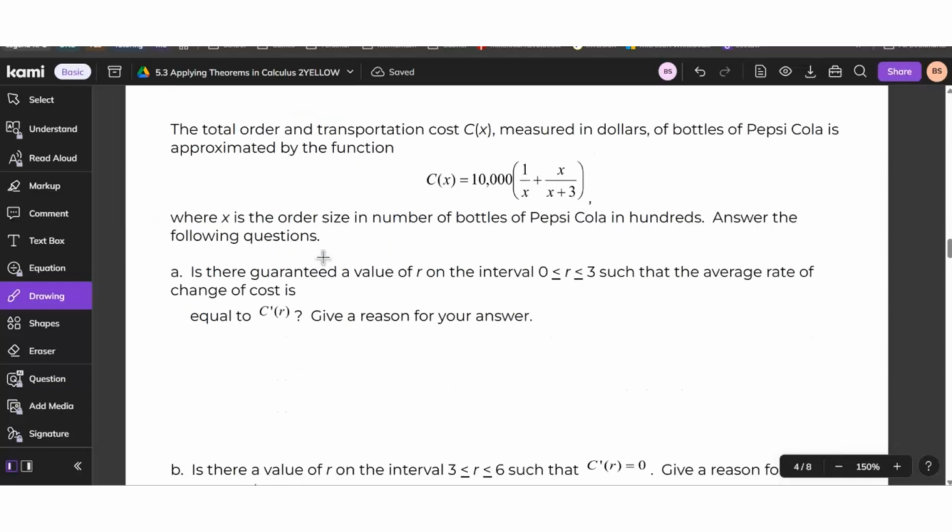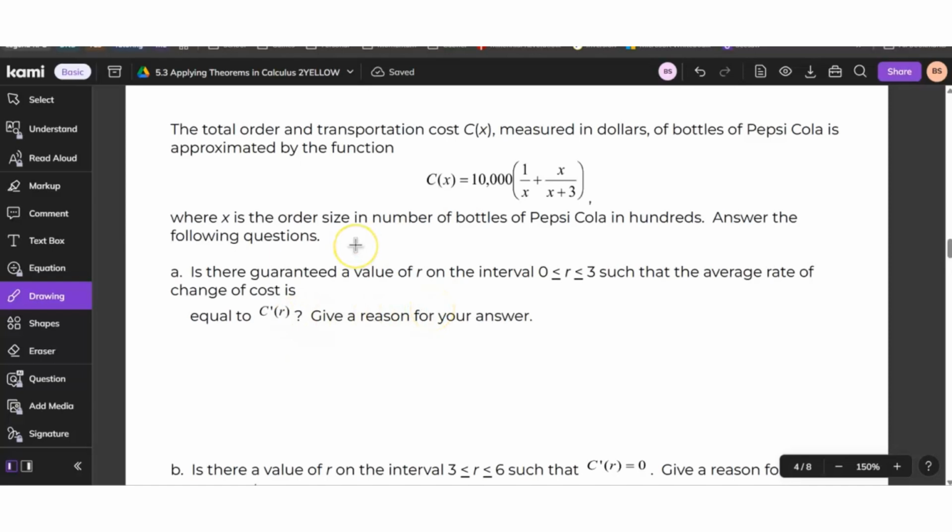The total order and transportation costs, C of X, measured in dollars of bottles of Pepsi Cola, is approximated by this function, where X is the order size in number of bottles of Pepsi Cola in hundreds. Answer the following questions. Is there guaranteed a value of R on the interval from 0 to 3 such that the average rate of change of cost is equal to C prime of R? Give a reason for your answer.